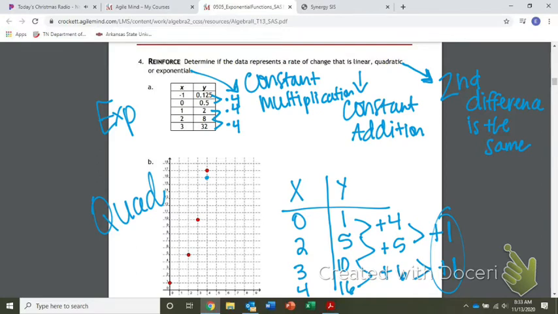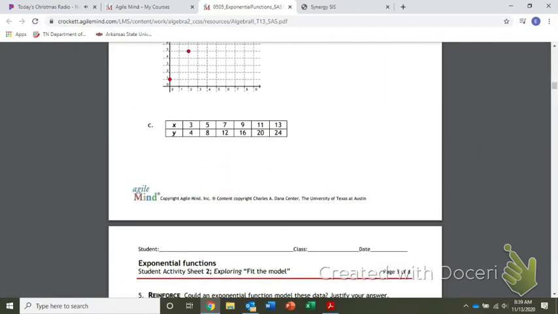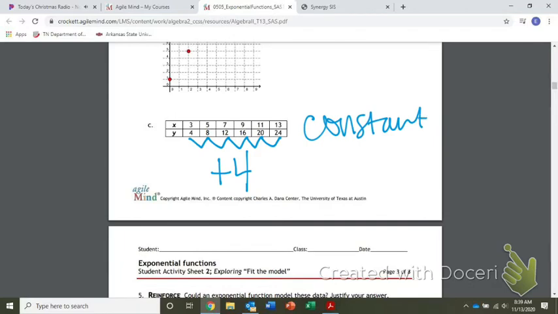All right. The next one. What are they doing from 4 to 8? 8 to 12, 12, 16, 16, 20, 20, 24. They're adding 4 every time. So, since it's a constant, what? Constant addition, then it is considered what kind of function? Linear. Good.